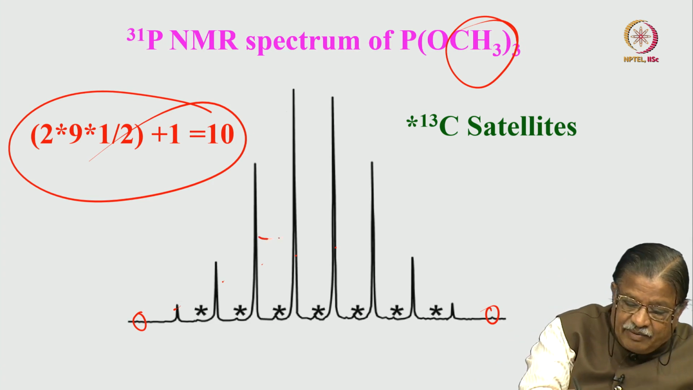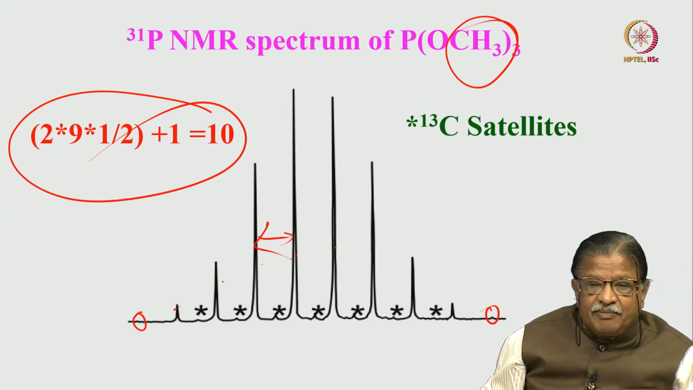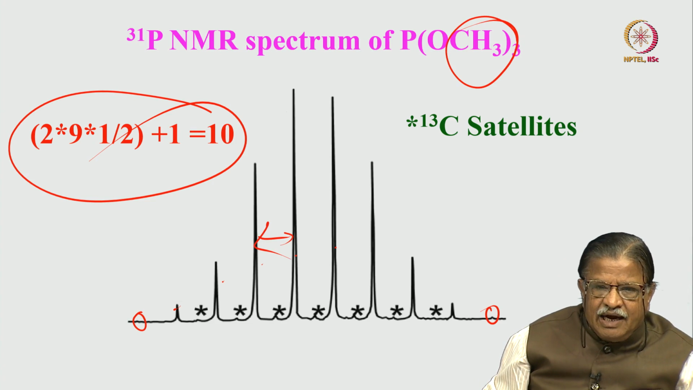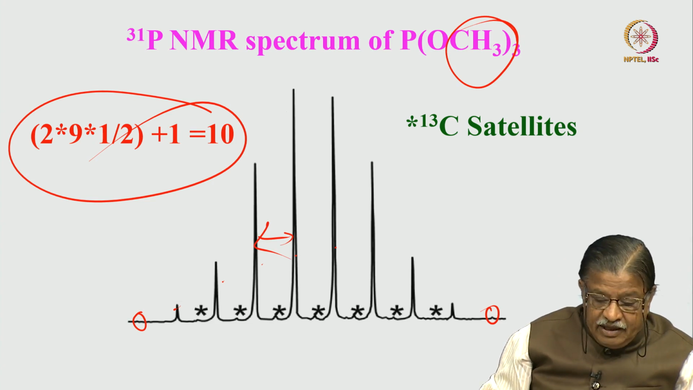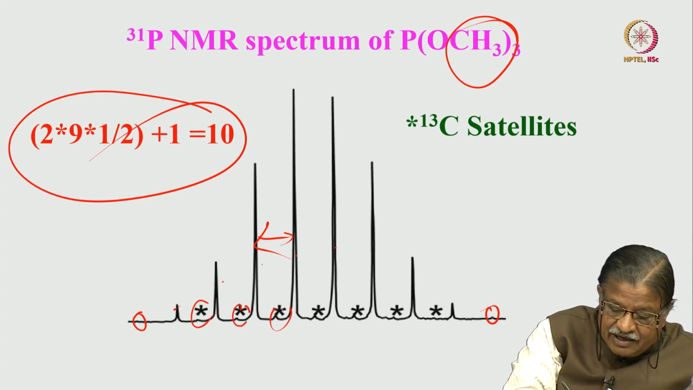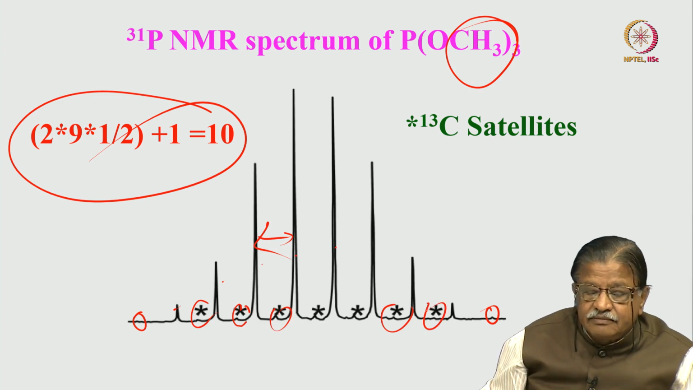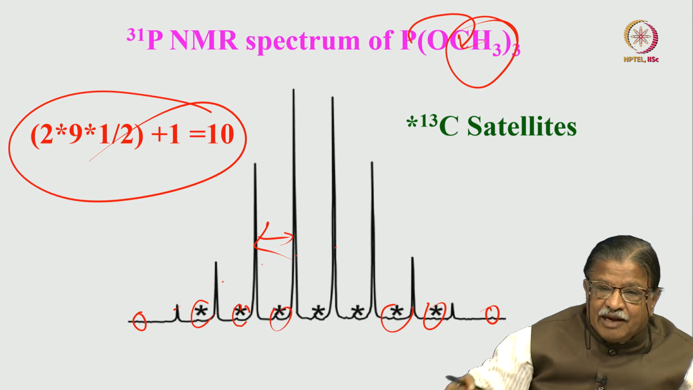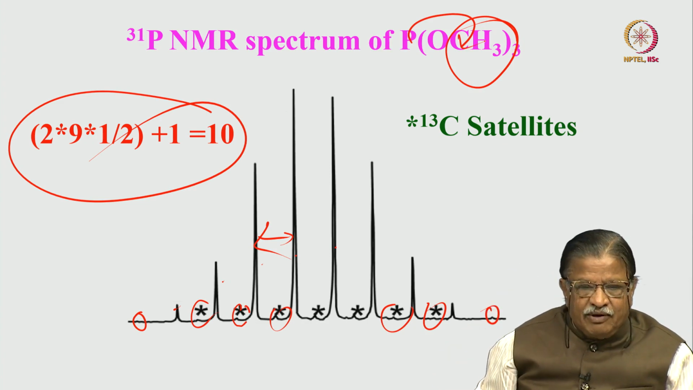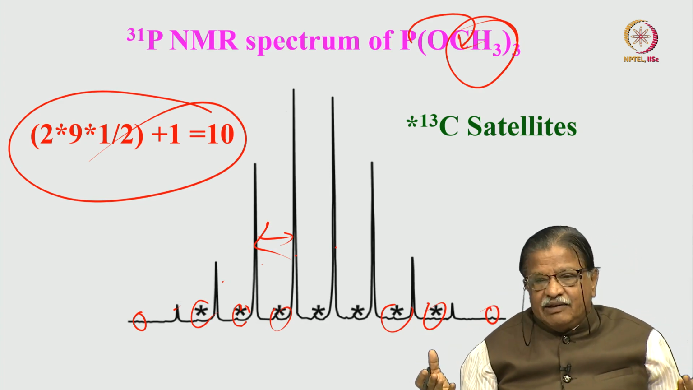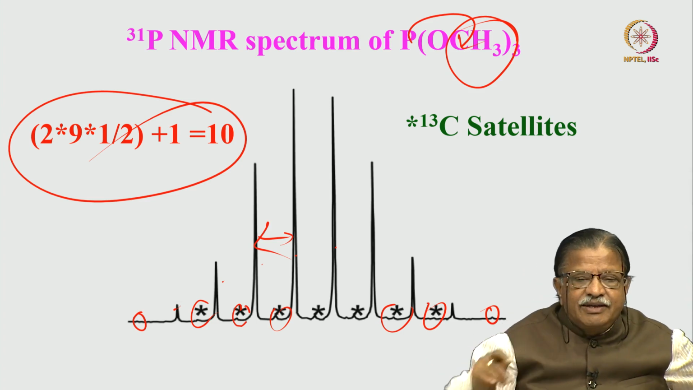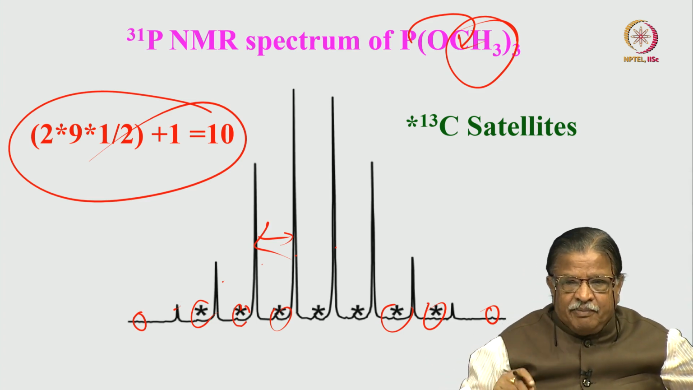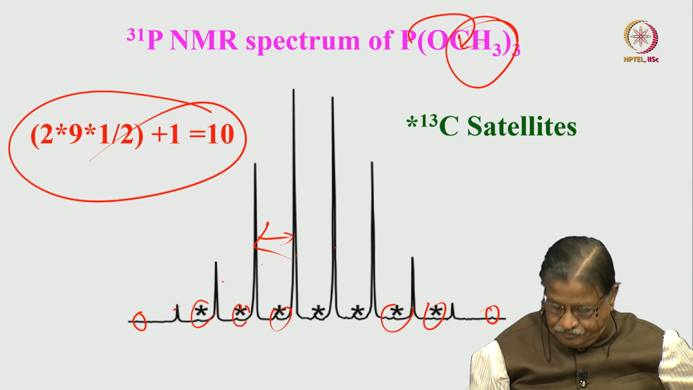Any of the separations will give you the PH coupling, phosphorus and proton coupling. Then what are the small lines which are seen here, which are marked with a star? Remember, this phosphorus can also have a coupling with carbon in natural abundance, 1.1%. Obviously, that will give satellites, and that is what you are seeing. Phosphorus coupled to carbon is appearing as satellites.